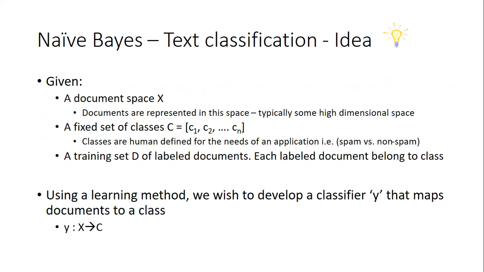Naive Bayes algorithm is highly used for text classification. The idea is that we have a document space X in which the documents are represented, and a fixed set of classes ranging from 1 to n. These classes are human defined for the needs of an application. For example, whether an email is spam or not. In this case, we have two classes. We also have a training set D of labeled documents, which is used to train our classification method. Each of these labeled documents belongs to a specific class. Using a learning method, we wish to develop a classifier Y that maps the documents to a specific class.